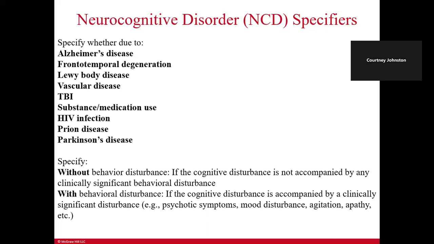And then there's also another specifier: with or without behavioral disturbances. This would be another thing that would be noted by a clinician. So without behavioral disturbance, this would be if the cognitive disturbance is not accompanied by any clinically significant behavioral disturbance. But with, and this should help delineate between the two, if the cognitive disturbance is accompanied by a clinically significant disturbance, so things like mood disturbances, their moods go up and down, or they're overly agitated or irritable all the time, or they're apathetic in that they maybe are not as empathetic, or they don't care about things like they used to, or possibly even psychosis.